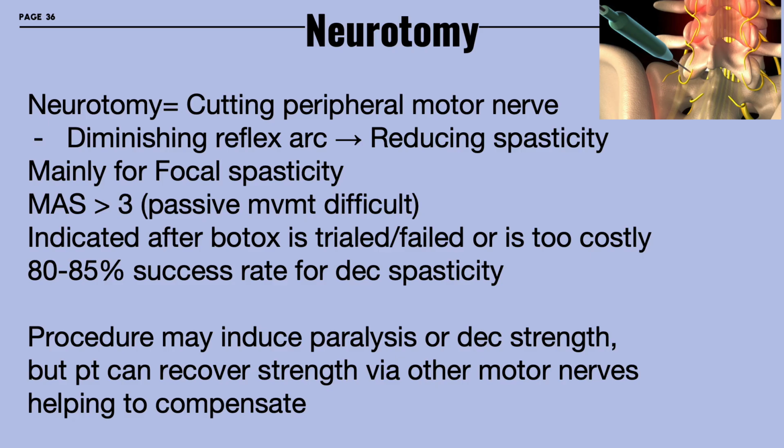So it's very specific. The modified Ashworth scale, which is a measure for muscle tone, is typically above 3, just indicating that passive movement is very difficult for that person to achieve. And it's indicated after Botox is trialed and failed or is just too costly. Now, neurotomies have a pretty big success rate for decreasing spasticity, about 80 to 85%. However, this procedure can induce paralysis or decrease strength, but the patient can recover the strength via other motor nerves, helping to compensate.